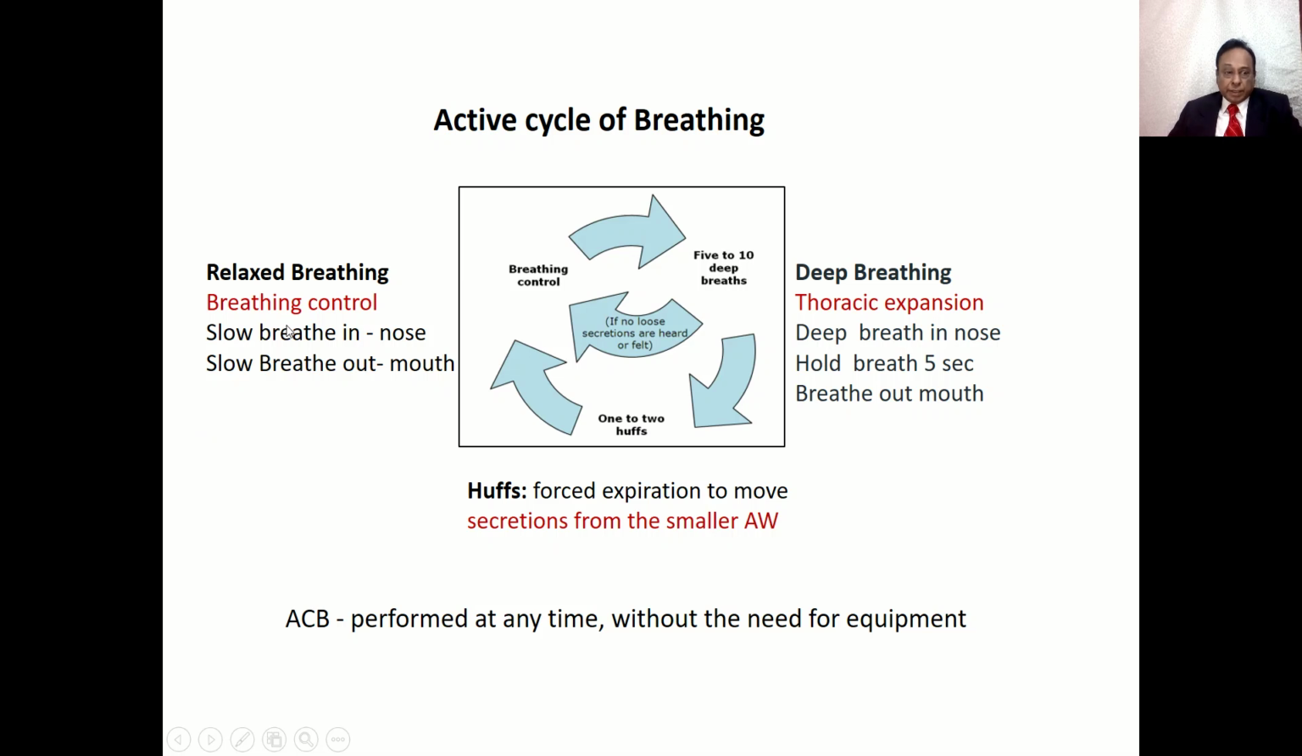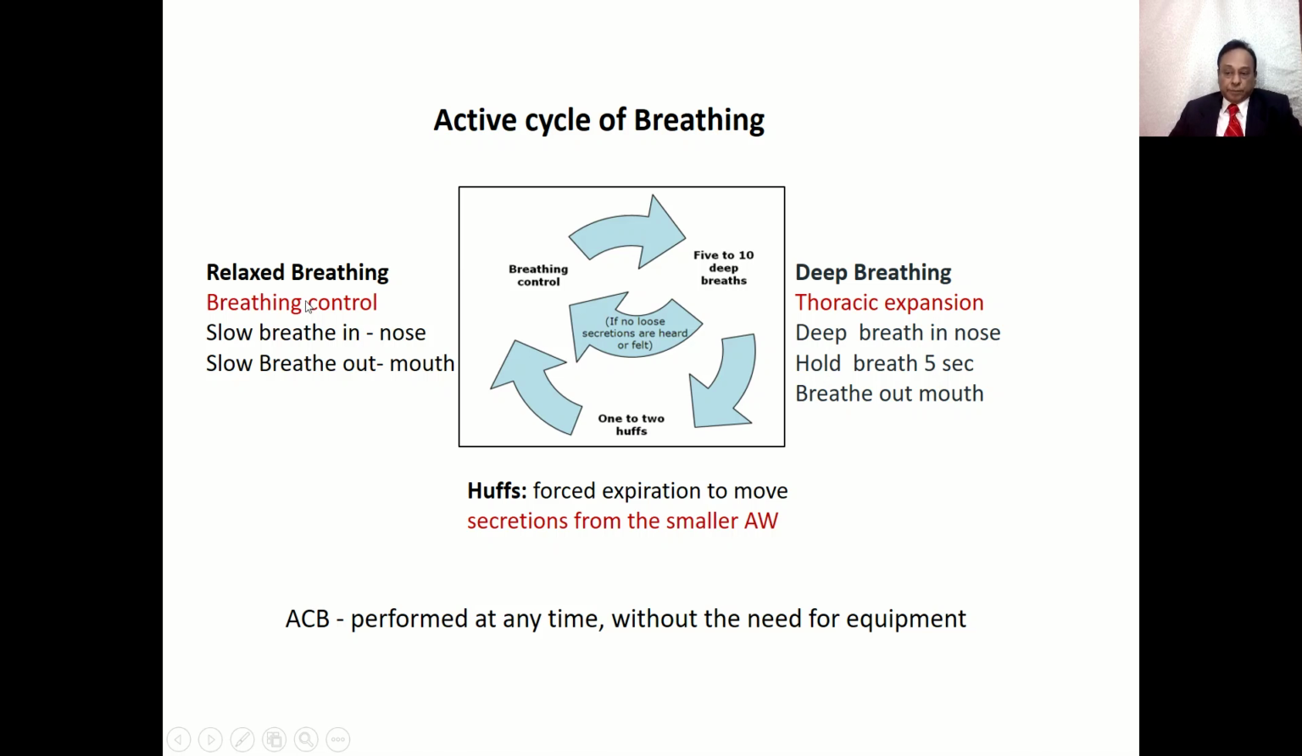When you breathe in, it has to be done through the nose, while breathing out has to be through the mouth. This is a simple principle. So initially, to start with, relaxed breathing to have breathing control, then slowly deep breathing, where you have to hold the breath for at least 5 seconds, holding the breath in between like that.